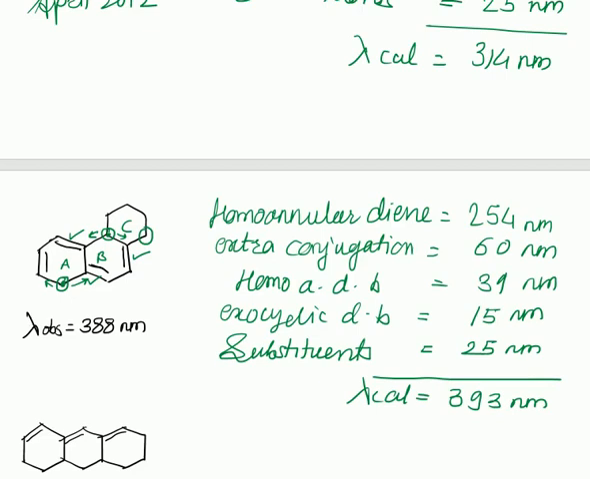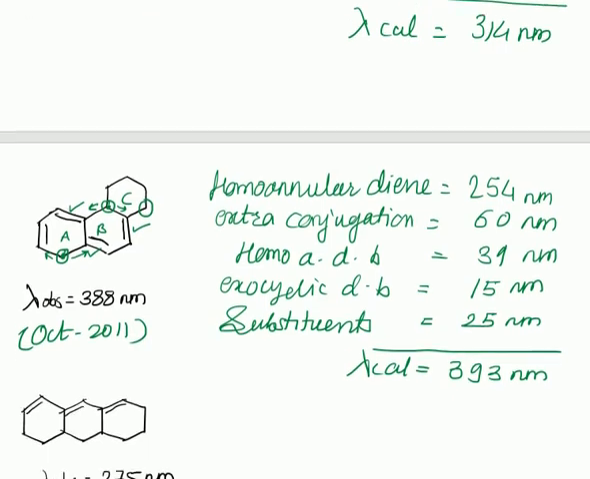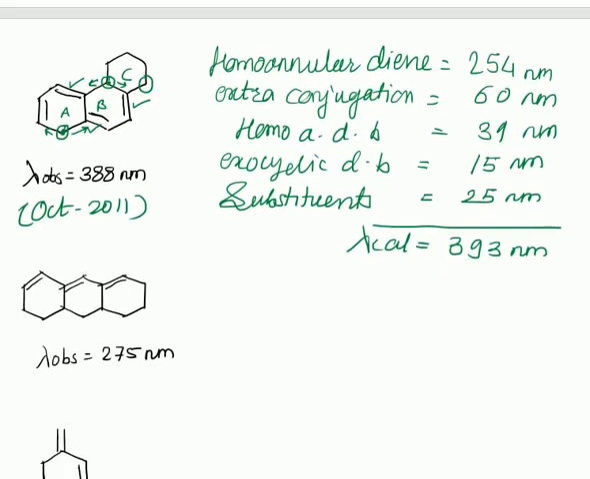If we consider the ring A, this bond is exo to the ring A. Then this bond is exo to the ring B. So the total exocyclic double bonds are 2, and each contributed by 5. So total contribution by exocyclic double bond is 10. Substituent or the ring residue, see, this is 1, then 2, 3 and 4. There are total 4 substituents, so each contributed by 5 nanometer, so it will be 20 nanometer contribution. So making the total, it will become 275 nanometer, and it is exactly equal to the lambda observed.